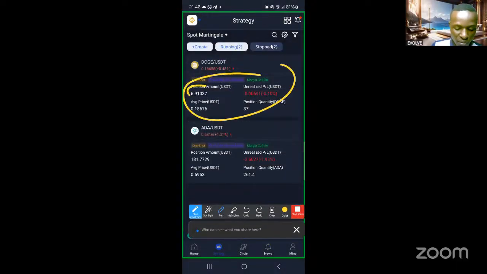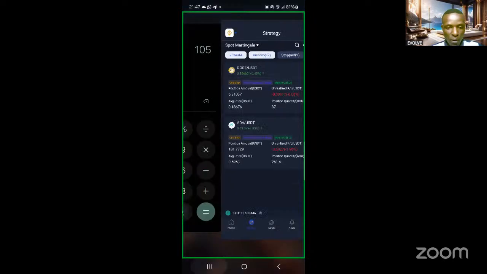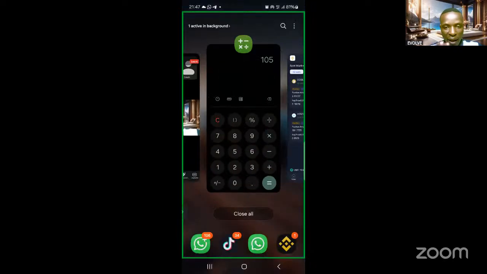It has entered the $7, which is 6.9, 33, 37 coins for me at this price each. And at the moment, the current price is lower than my average price. That's it, friends. Is that hard? Can everybody do that? I just showed you literally everything.